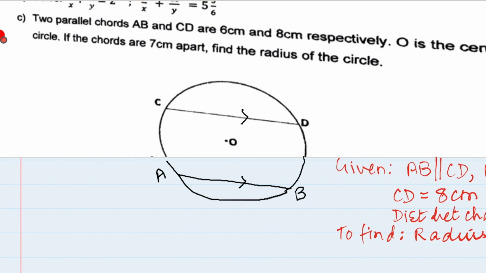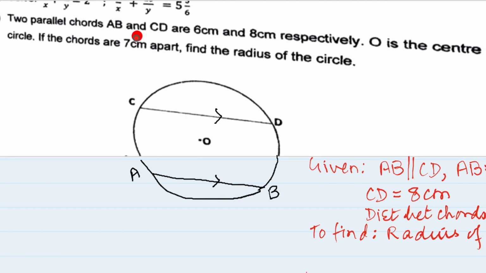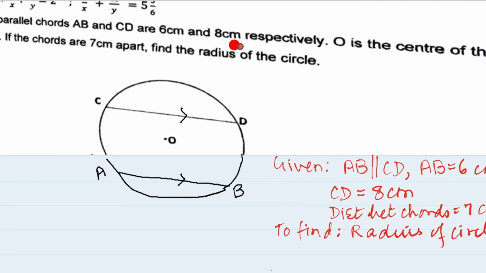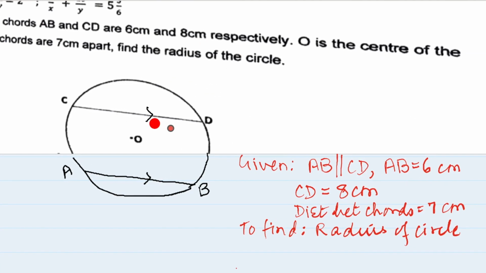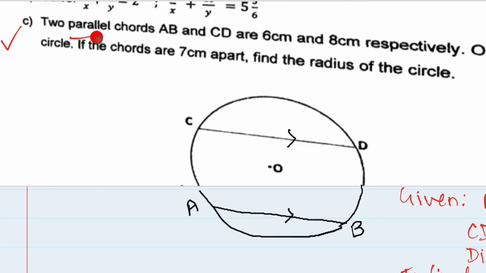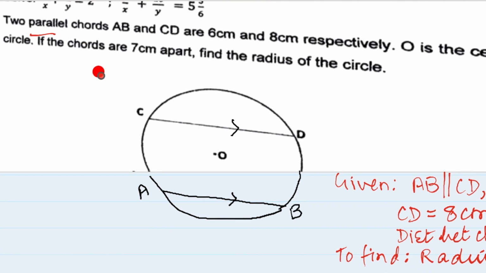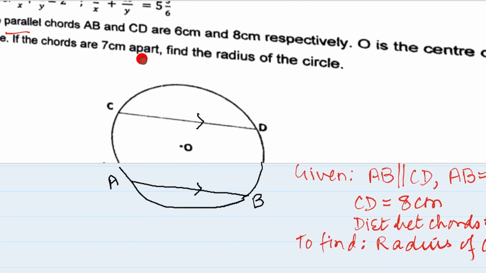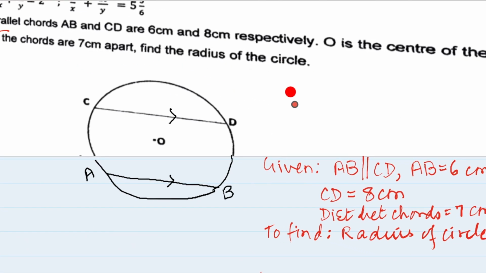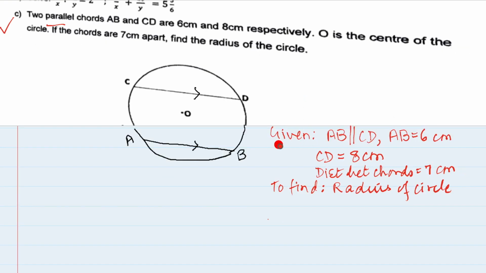Okay? Question 4C. Two chords AB and CD, 6 centimeters and 8 centimeters, they are parallel chords. Can you see that? And O is the center of the circle and the chords are 7 centimeters apart. Find the radius of the circle. So we write what is given this way, and distance between the chords. Now remember, distance between the chords means you should take the perpendicular distance.